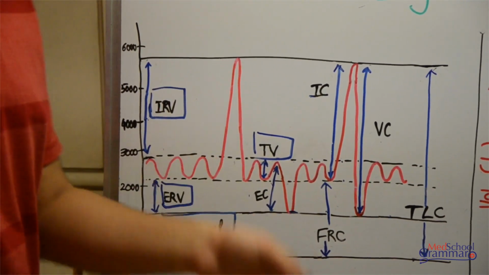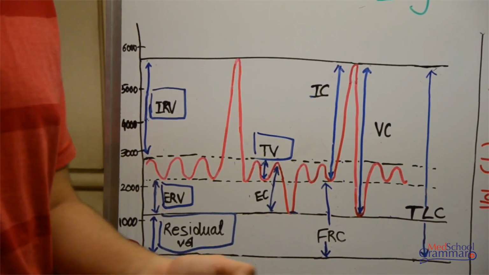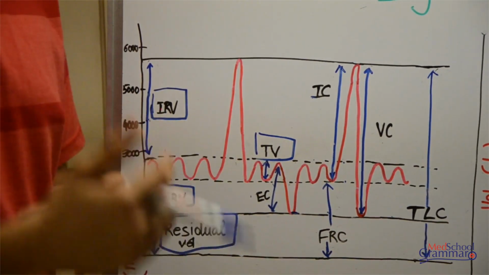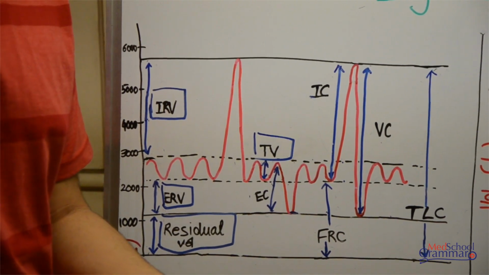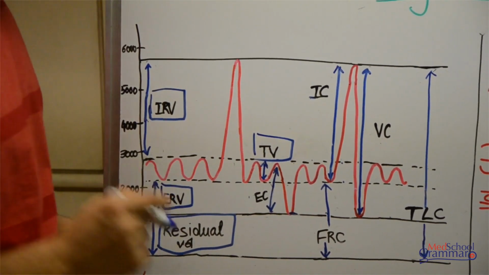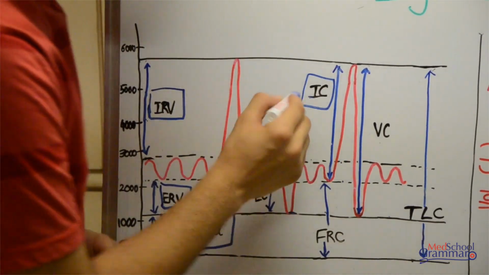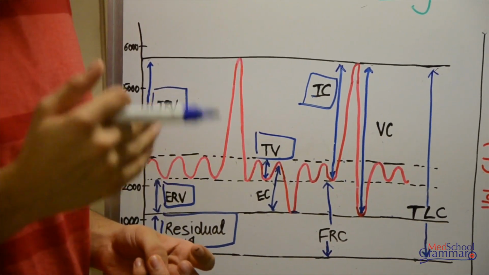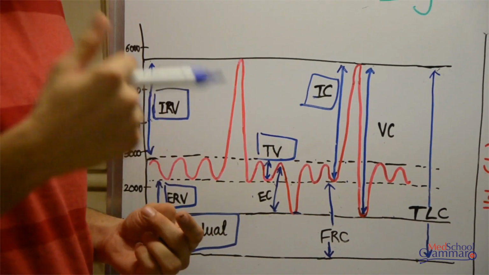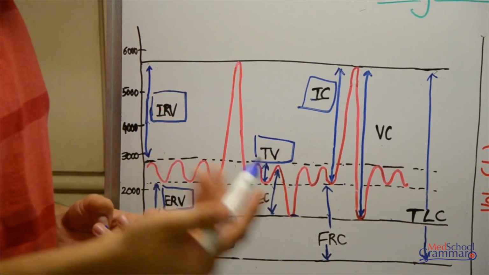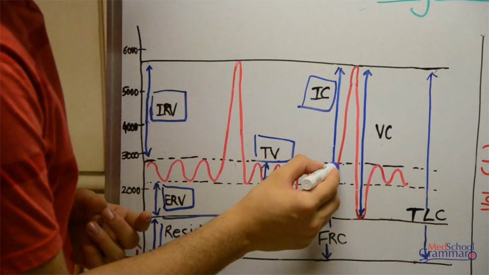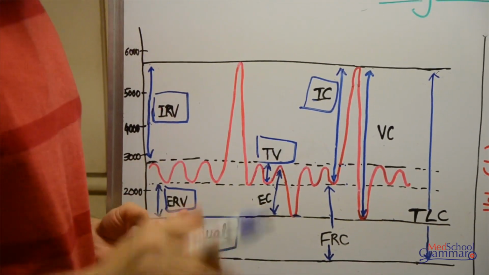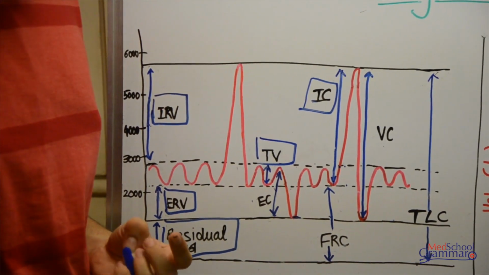And moving on to the capacities. The capacities are nothing but addition of various volumes to obtain a capacity, so that helps us assess the lung function better. The first capacity that we measure is the inspiratory capacity. As the name suggests, it is the maximum amount of air that you can inspire with forced inspiration. That includes the normal tidal inspiration plus the inspiratory reserve volume, and its normal value is approximately 3.5 liters.